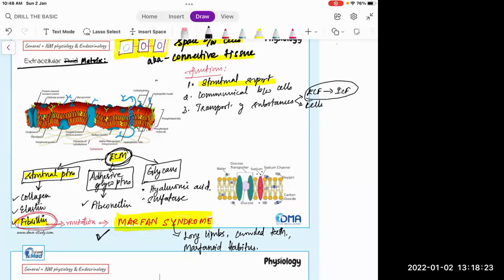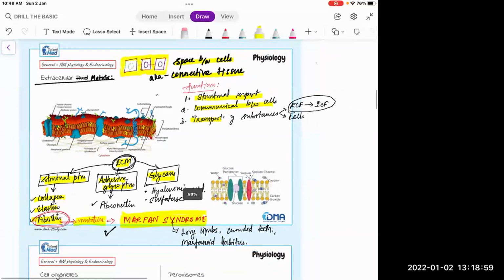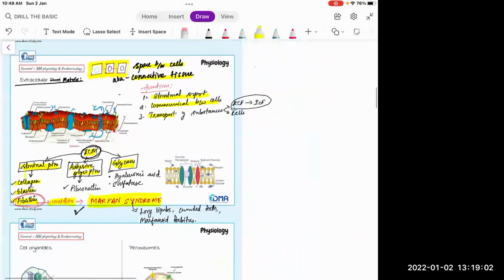Okay, so with this, we have seen the extracellular matrix and its important concepts. The main thing is it maintains structural support, it favors the connection between the cells and favors transport. You have structural proteins, adhesive proteins and glycans. Among these, the structural proteins are collagen, elastin and fibrillin. When there is a mutation of fibrillin, it results in the clinical feature you call Marfan syndrome. That is the peculiar thing you have to remember with the extracellular matrix.